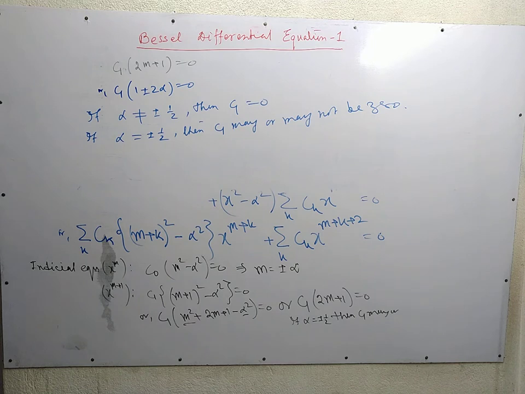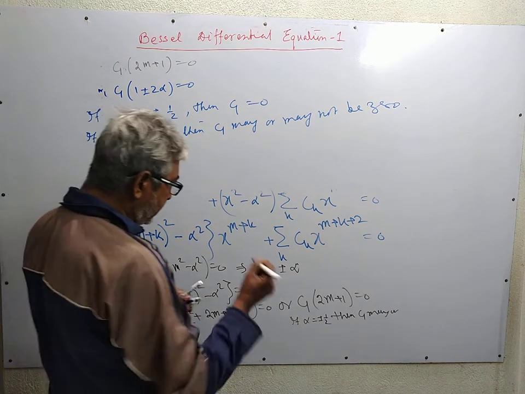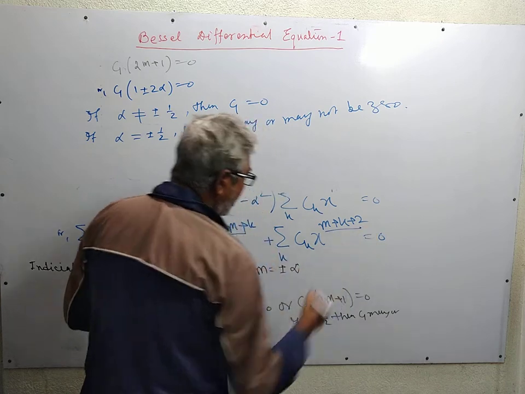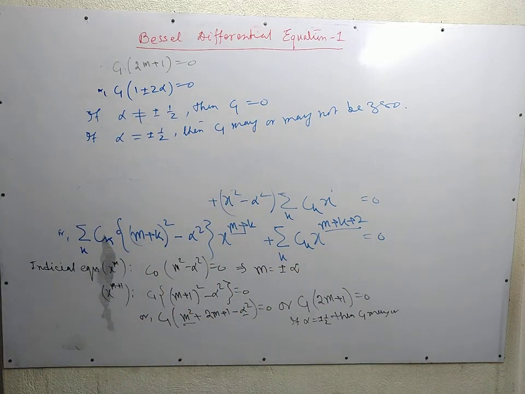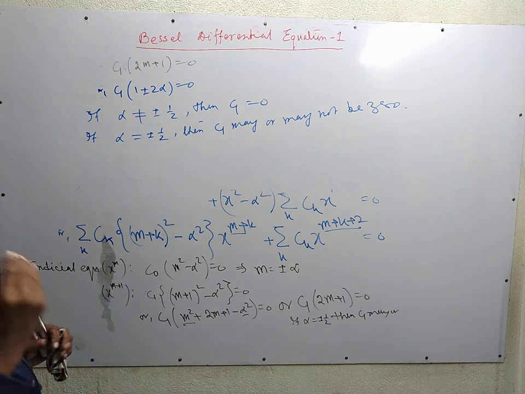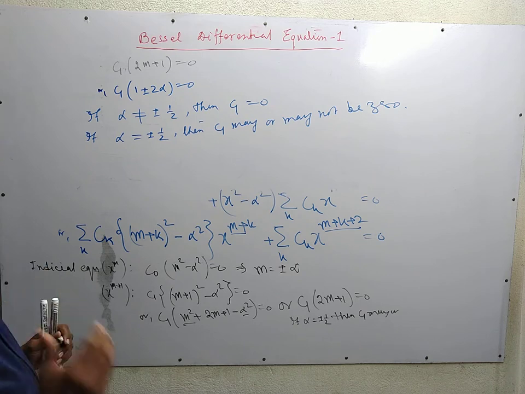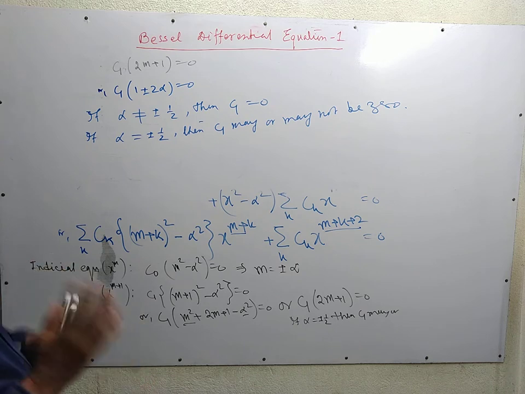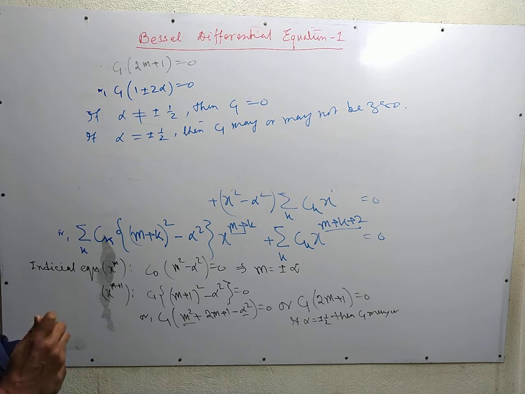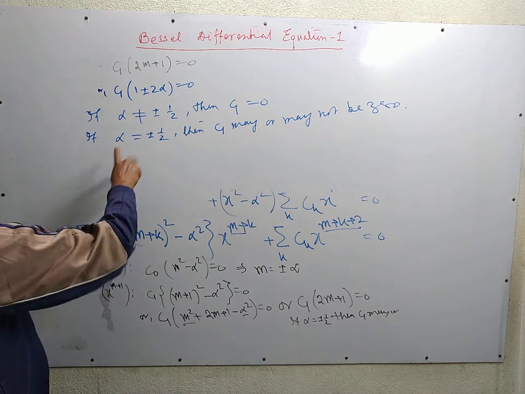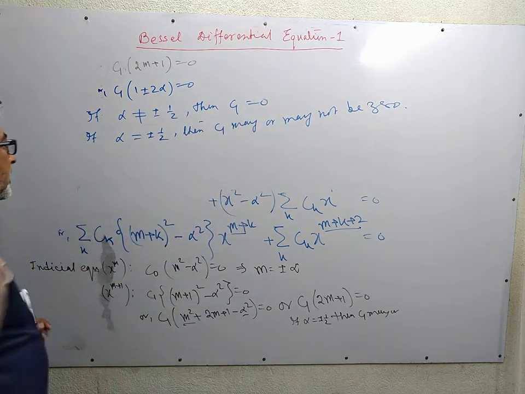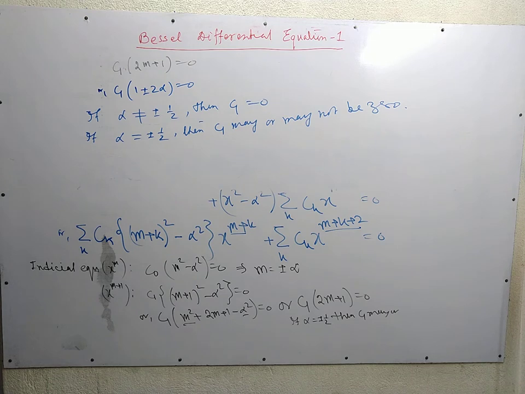This is the conclusion about the C1 series. You remember that this power differs by 2, so Ck will be related to Ck plus 2, and in that case one series will start with C0 involving C0, C2, C4, etc. And the other series may start with C1 and involve C1, C3, C5, etc. For values of alpha which is not equal to half, the other series, the odd series, is not there. This is an important conclusion.